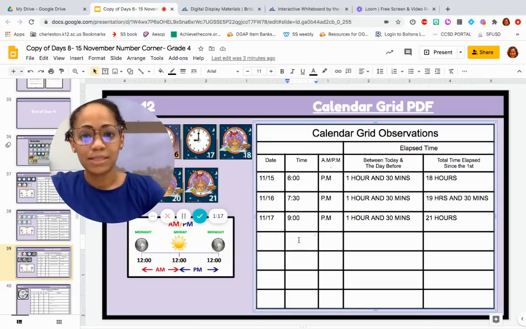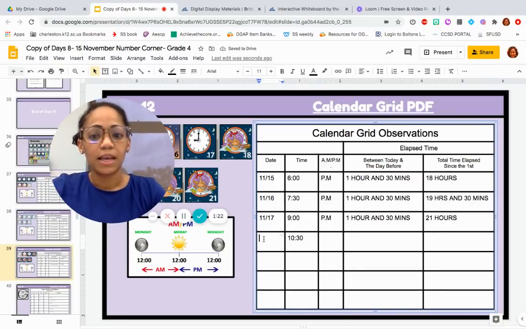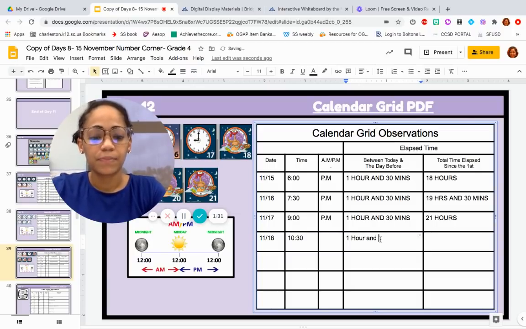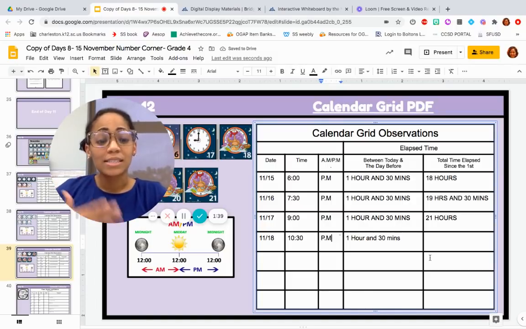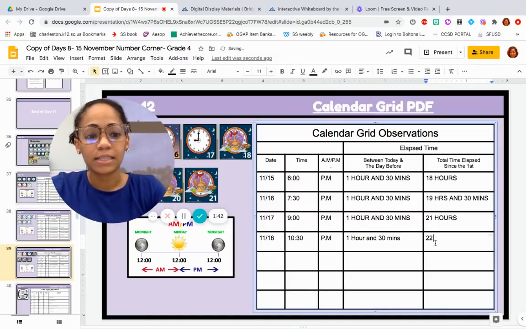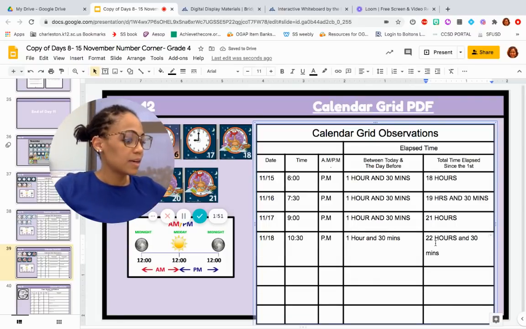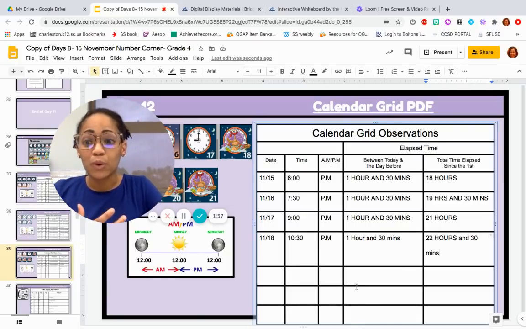So it is now 10:30, 10:39, and today is indeed the 18th. We still have 1 hour and 30 minutes between our two calendar markers. It is still PM. As a matter of fact, it's nighttime, and hopefully during the weekday, you guys are asleep by 10:30. And so we have collected 22 hours and 30 minutes. Good? Awesome.